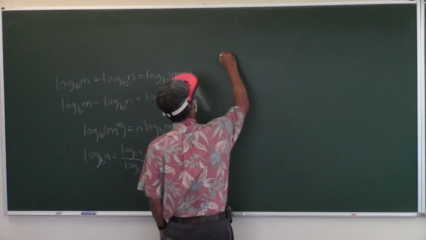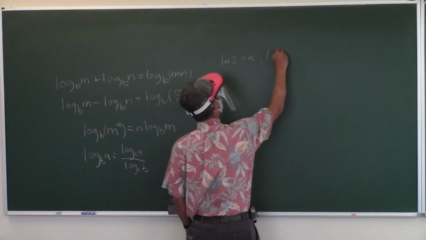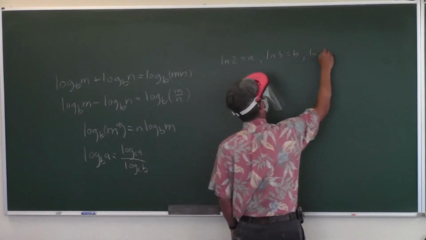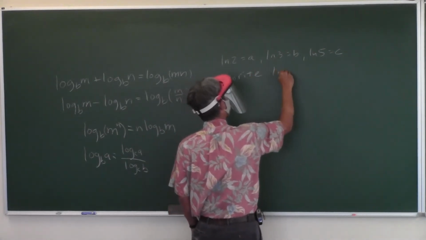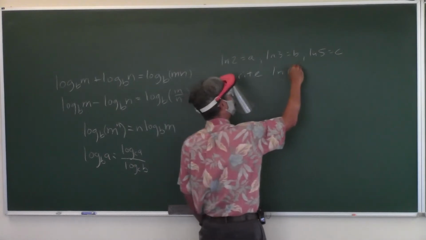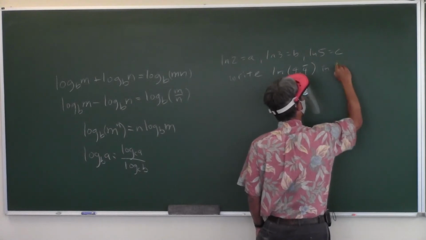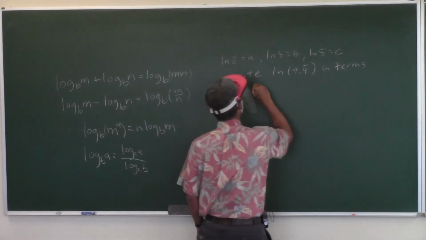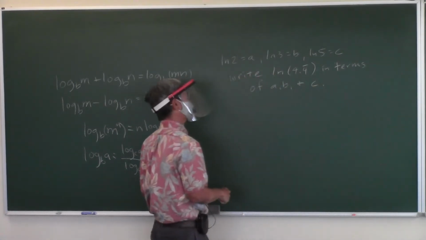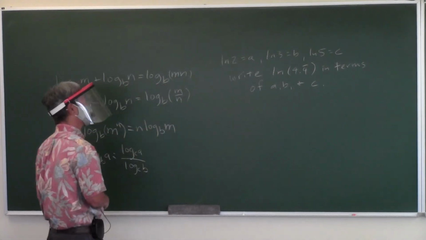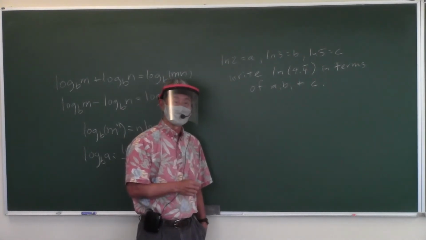So, how about like this? If natural log 2 is equal to a, natural log 3 equals b, natural log 5 equals c, then write natural log of 4.4 repeating in terms of a, b, and c. This is the kind of typical problem from the textbook. Okay, so the first thing you gotta do is change 4.4 repeating into a fraction.